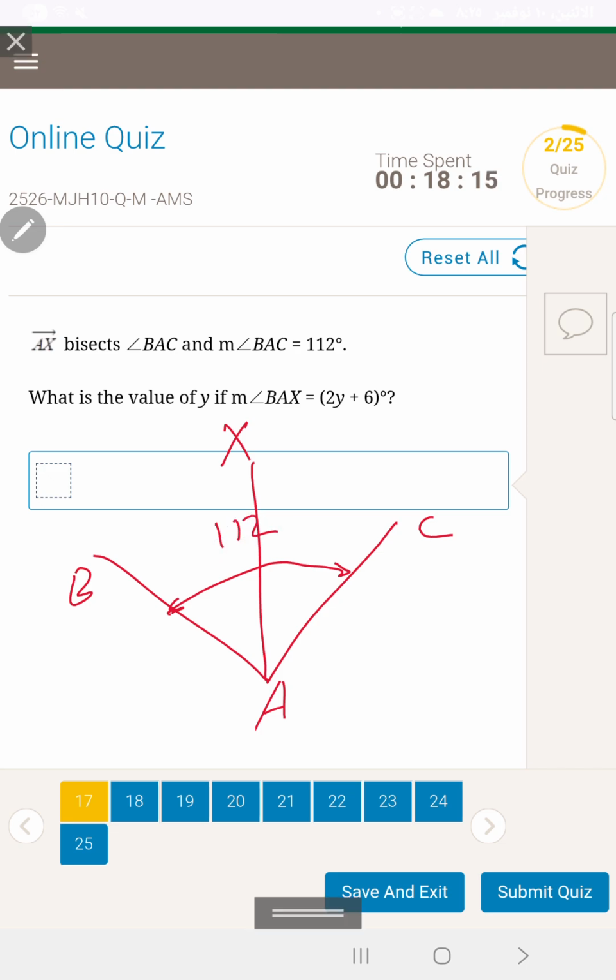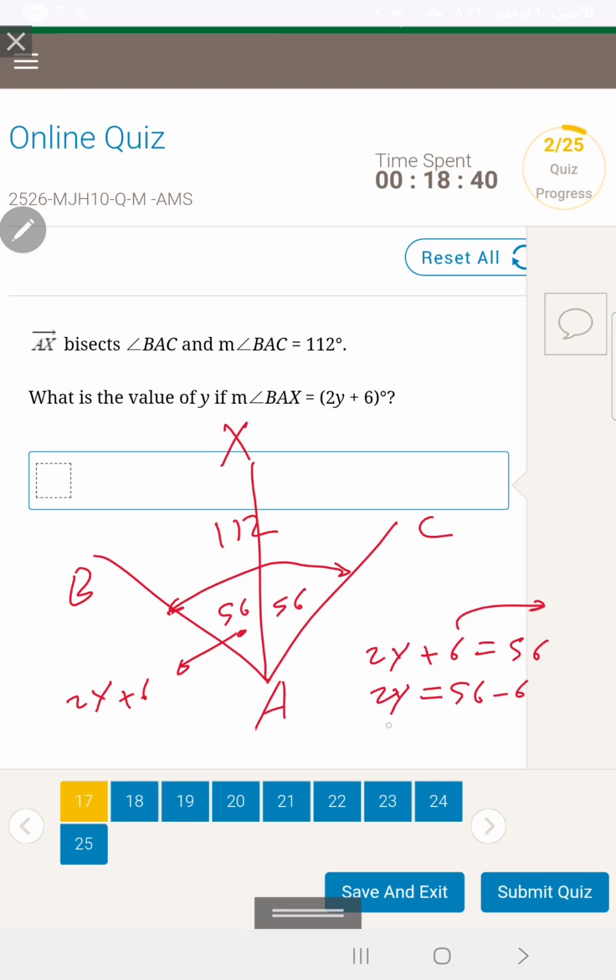So angle BAX, this angle here, is equal to 2y plus 6. Remember, if you divide 112 by 2, you get 56 here and 56 here. This means 2y plus 6 equals 56. 2y is equal to, take 6 to the other side, 56 minus 6, 2y equals 50, so y equals 25.